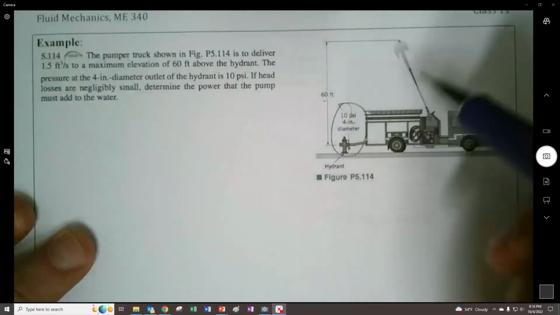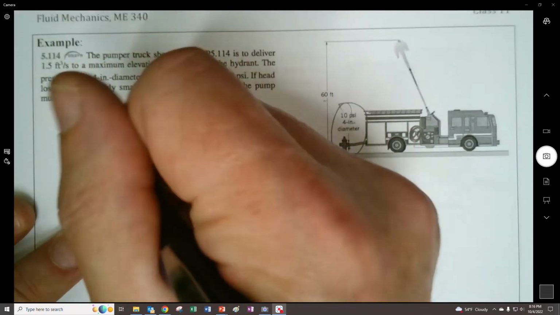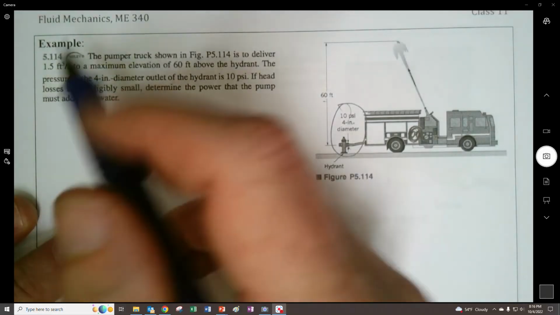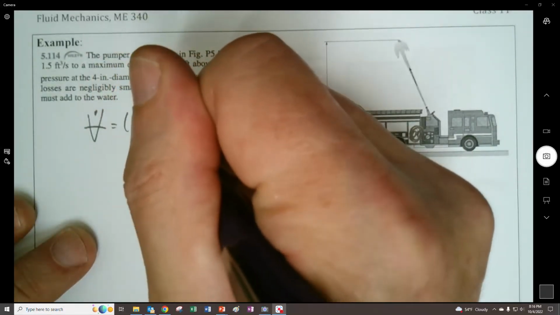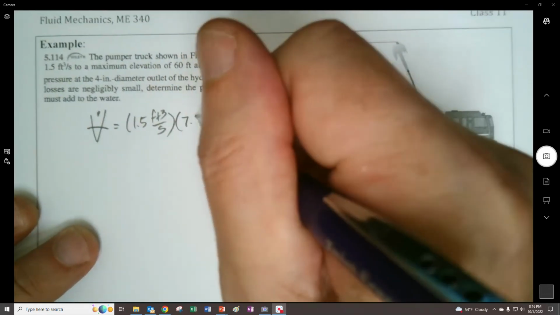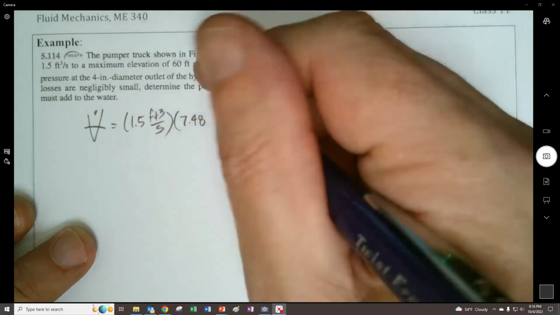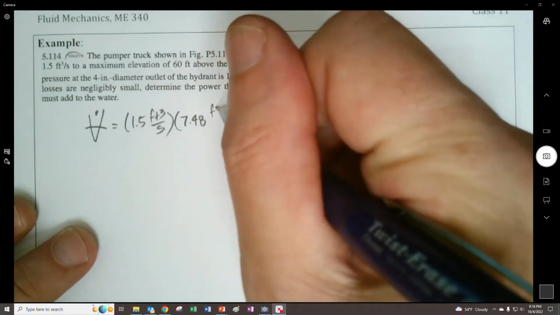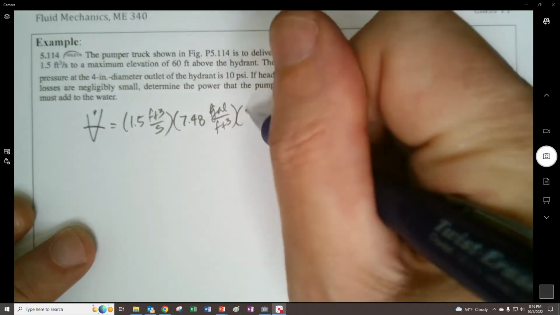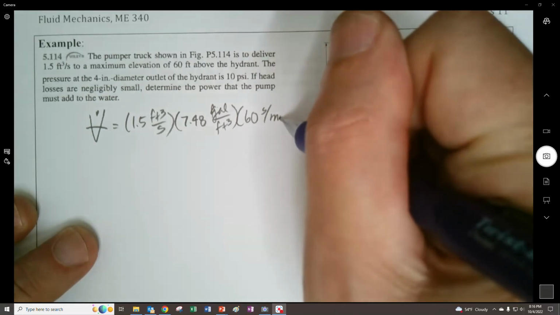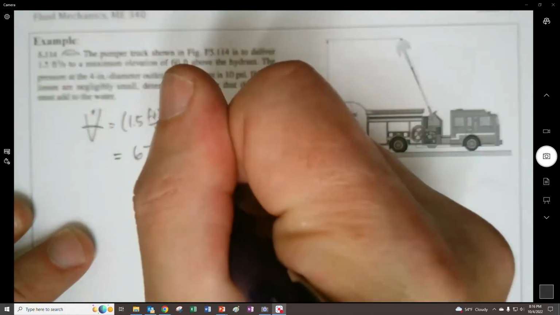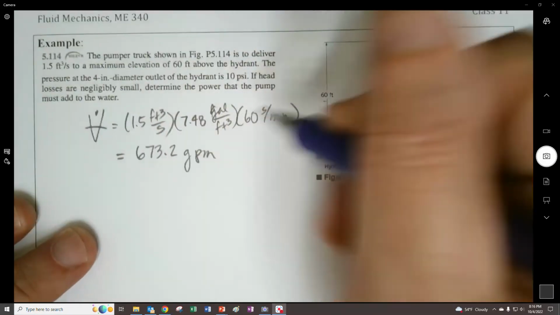So just as a good to know type of thing, they gave us the volume flow rate of 1.5 cubic feet per second, and I think it's good to convert it into gallons per minute. So 7.48 gallons per cubic foot, almost got that backwards, and 60 seconds per minute. And so now we can see that this thing is going to go 673.2 gallons per minute. And that's really just a good to know.